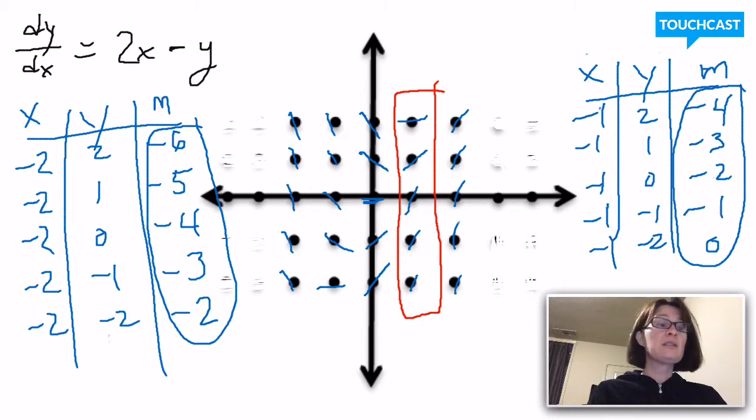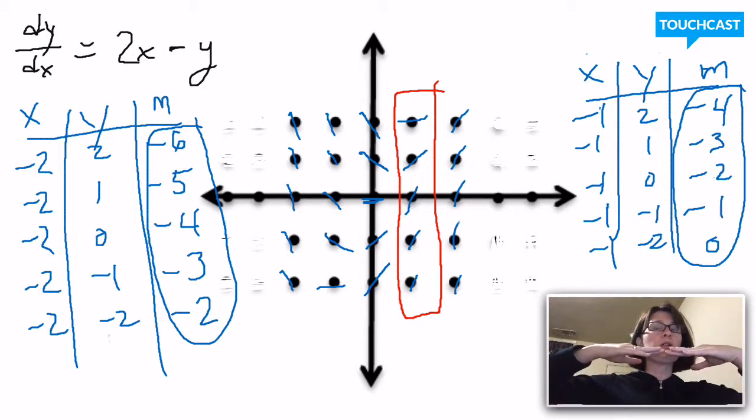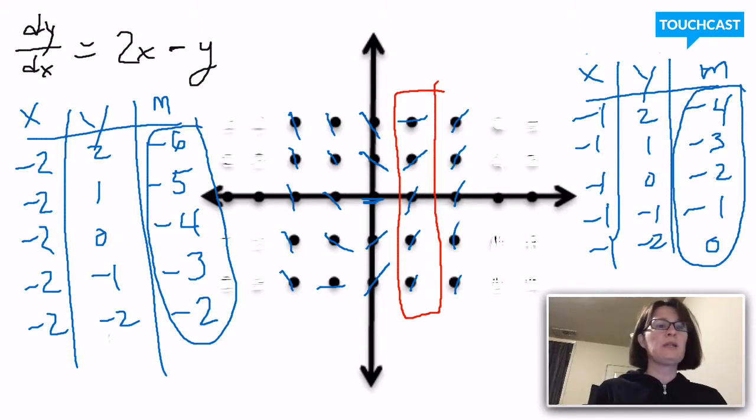So this is a case where the slope, the derivative, dy dx, depends on both x and y. Sometimes we'll have a differential equation that depends only on y, and in those cases, all the slope segments that are on the same horizontal line will line up. We're going to see how we use this in the next example.